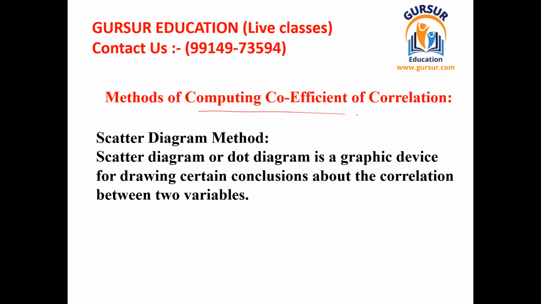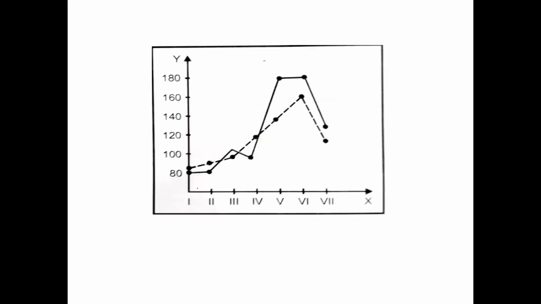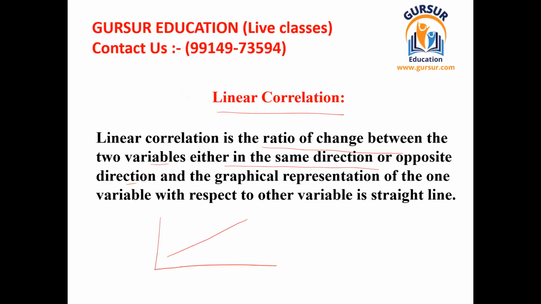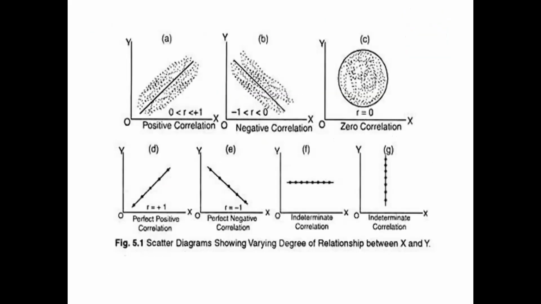So, methods of computing coefficient of correlation. The first is a scatter diagram. Just make a scatter diagram. What is a scatter diagram? This is simple. That means you have to show data points of each variable separately, and then you have to represent these in a line. This is known as a scatter diagram. This is the first way to find correlation.